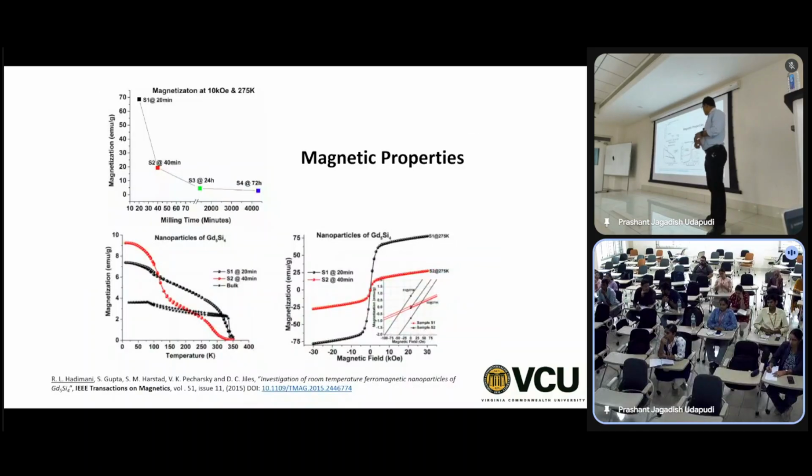So once we did that, here are the magnetic properties. This I have already shown. If you mill for longer duration, you lose the magnetic property of the material. So you have to be somewhere here where you have highest magnetization, for 20 minutes. But if you do only 20 minutes, you may not get smaller particles. So how do you get smaller particles and still retain high magnetization?